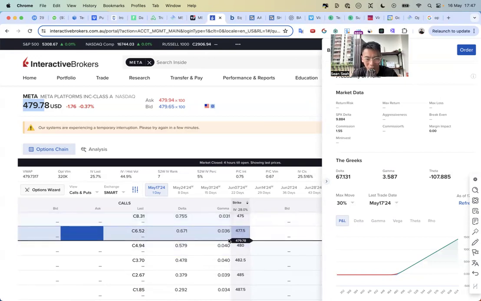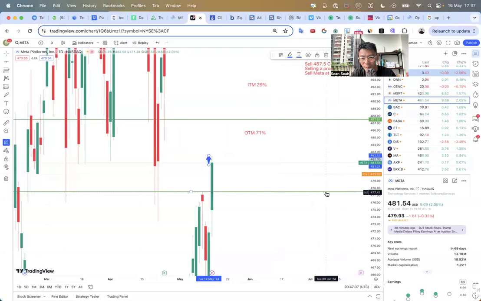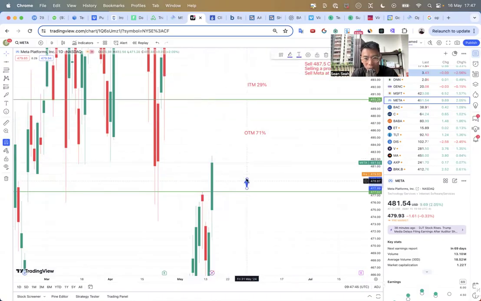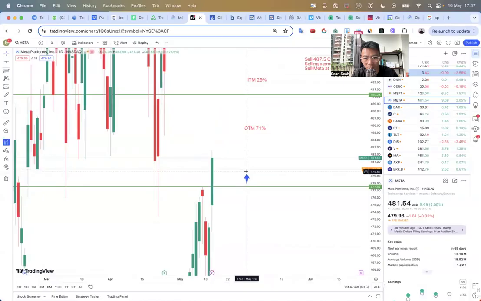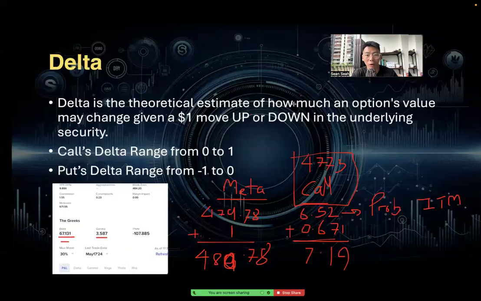Now, 477.5 is pretty fixed, but as the price goes higher and higher, let's say all the way up here, you can see it's very deep in the money. When it's very deep in the money, the probability of it staying in the money becomes higher and higher as the price increases. So while the premium increases, the delta also increases because the probability of it staying in the money increases.